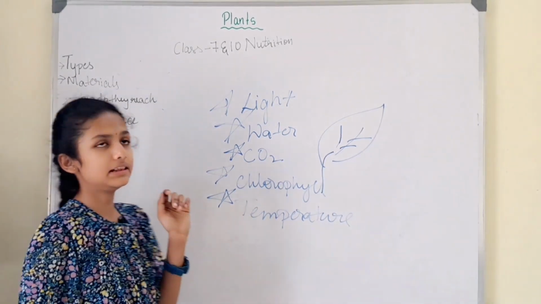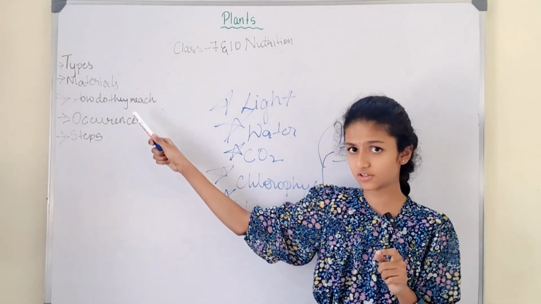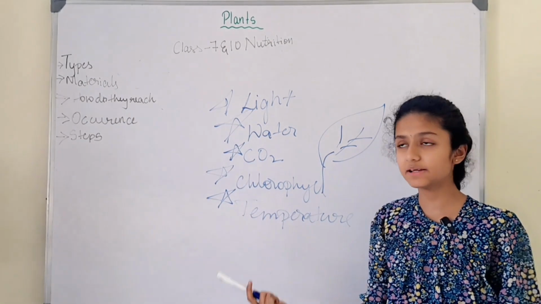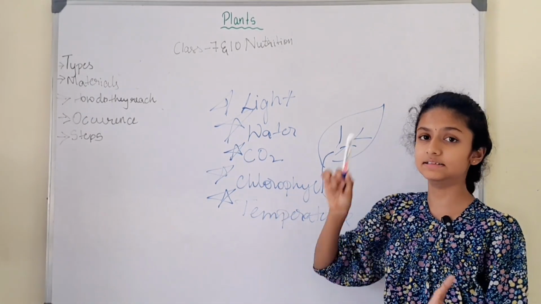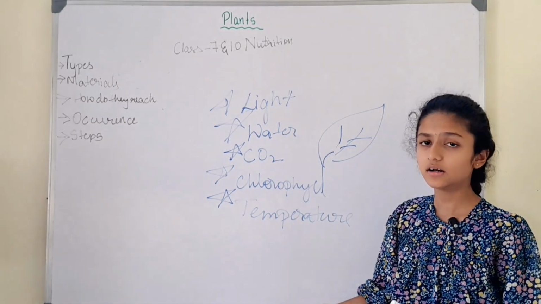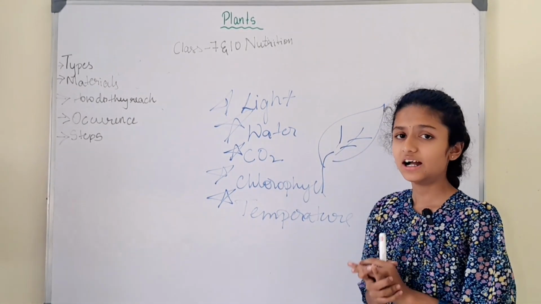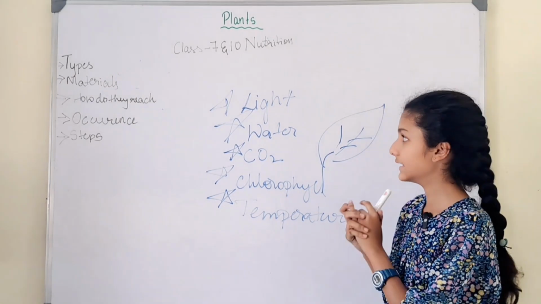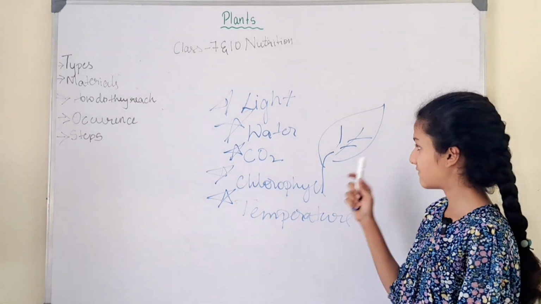Now that we have seen the types, autotrophic and heterotrophic, materials required, experiments, and how these materials reach the plant, occurrence, where it occurs, steps involved, importance of photosynthesis, the starch experiment, and factors affecting it.